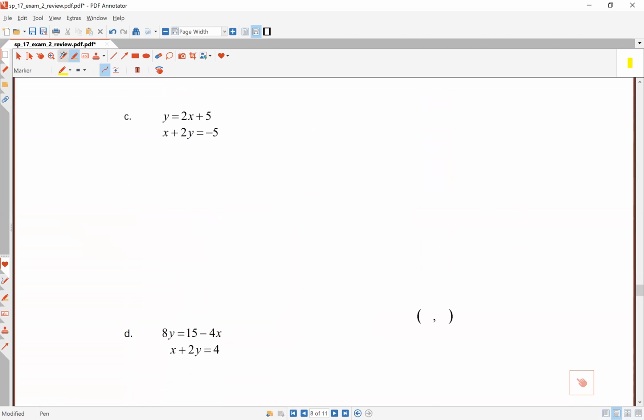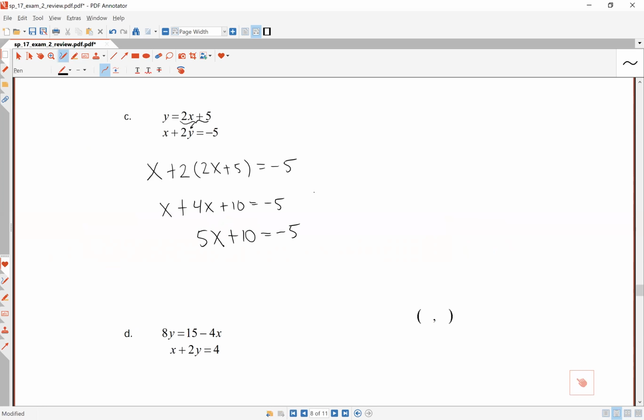Letter C, substitution is the most suitable method here. The second equation has the x plus 2y, so we'll take x plus 2 times the y, which is 2x plus 5. That gives me x plus 4x plus 10 equals negative 5. The left side is 5x plus 10. Right side's negative 5. So we subtract 10 from both sides, and that gives us 5x equals negative 15. Dividing both sides by 5, we get x is equal to negative 3.